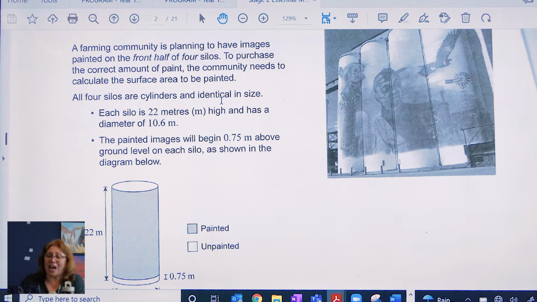So all 4 silos are cylinders and identical in size. Each silo is 22 meters high, okay, and has a diameter of 10.6. The painted images will begin 0.75 meters above the ground. This is another thing students are missing, so it's very, very important to stress to your students to read the questions from the beginning to the end, okay? Because a lot of students just say, oh, cylinders, yep, I can use that, but they miss that 0.75 above the ground.